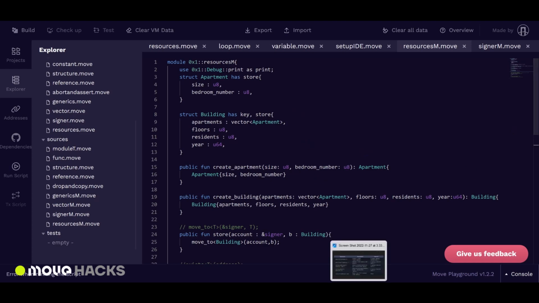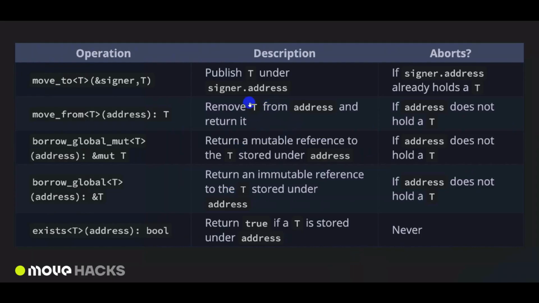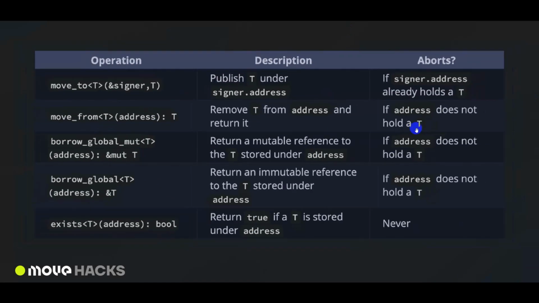Okay, here's a list of all global storage operations as promised. We have seen move to and exists, these two operations, and there are three more. They are move from, borrow global mutable, and borrow global. So the name is actually pretty self-explanatory on what the operation does, and the table from the official Move book is also pretty clear on how to use them.